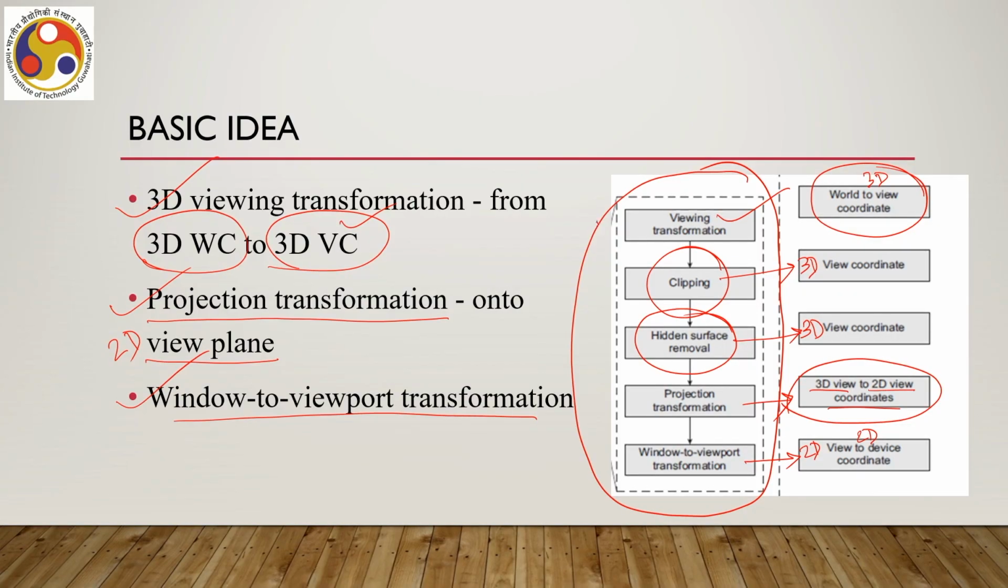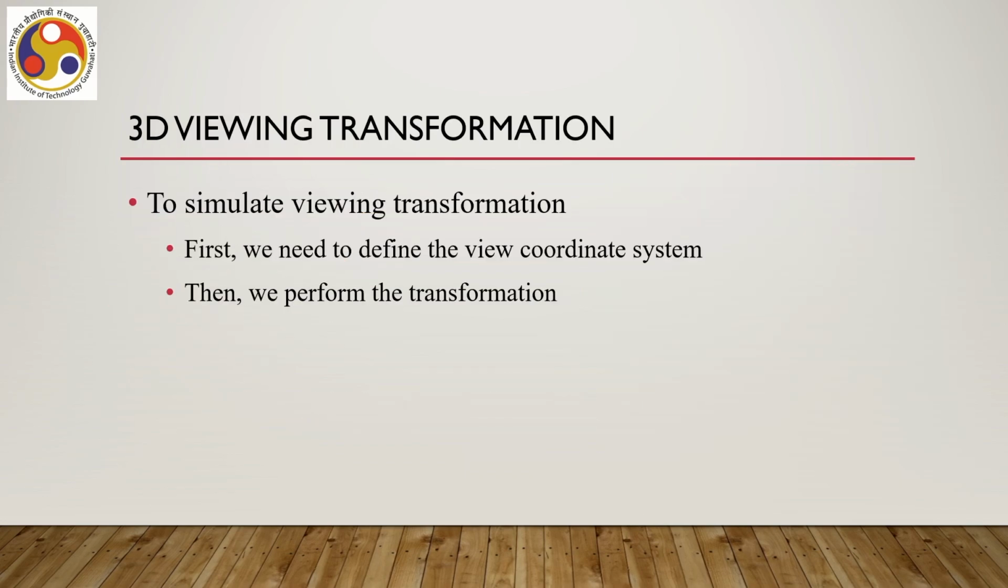So, we have three transformations: viewing transformation, projection transformation and window to viewport transformation, and two operations, clipping and hidden surface removal. Together they constitute the viewing pipeline, that is the fourth stage of the 3D graphics pipeline. Now, let us try to understand these transformations in brief.